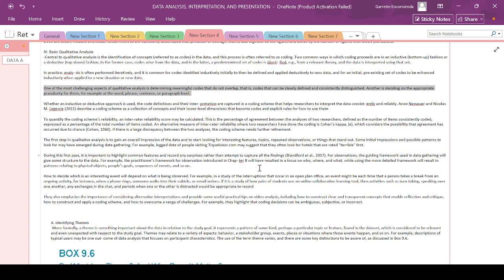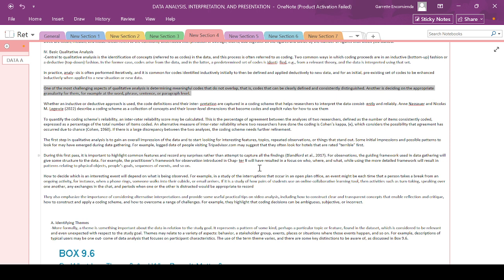The first step in qualitative analysis is to gain an overall impression of the data and to start looking for interesting features, topics, repeated observations, or things that stand out. Some initial impressions and possible patterns to look for may have emerged during data gathering. For example, log data of people visiting TripAdvisor.com may suggest that they often look for hotels that are rated terrible first. During the first pass, it is important to highlight common features and record any surprises rather than attempt to capture all the findings.